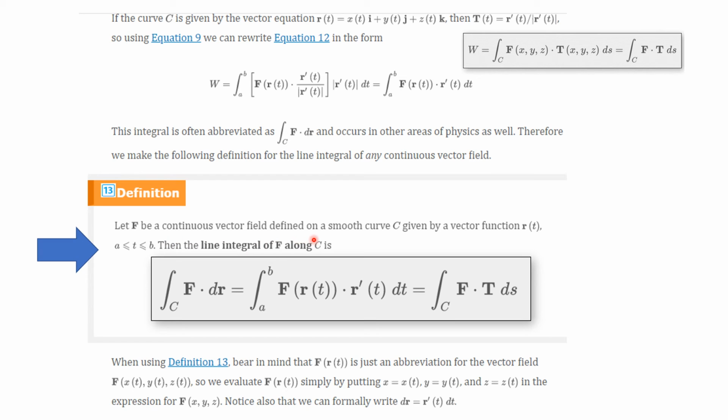So let F be a continuous vector field defined on a smooth curve given by the vector function r(t), where t ranges from a to b. Then the line integral of F along C is this: F dot dr is equal to, we substitute r(t) in for the arguments of F, and we have r'(t) dt. That also can be represented as F dotted with the tangent, and this is the integral with respect to arc length.